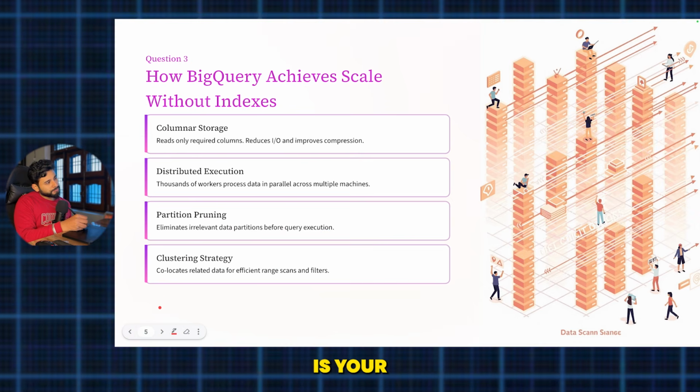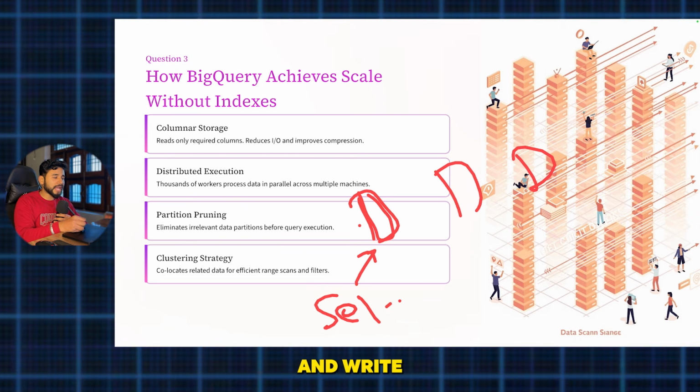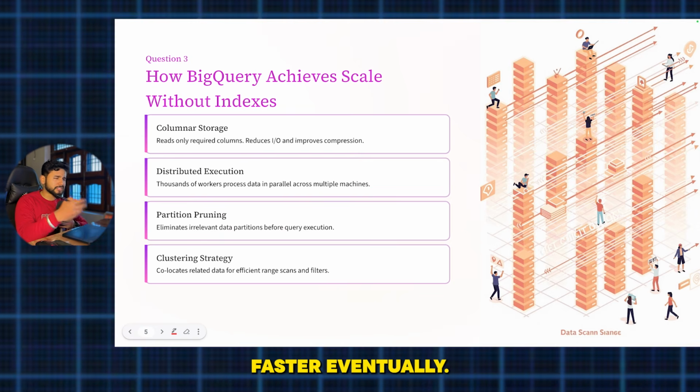Fourth one is your clustering strategy. It reallocates, co-allocates your data. Suppose you have a partition like this, partition like this, partition like this. You apply a cluster on a string column or something like that. So in this partition, on that column, it will be ordered. It will be reallocated. So efficient data ranges will be ordered properly, so that whenever you write a select query on this and write a where condition, directly it can get from where to where. It will be faster eventually. So that's why we use partition by and then cluster by.